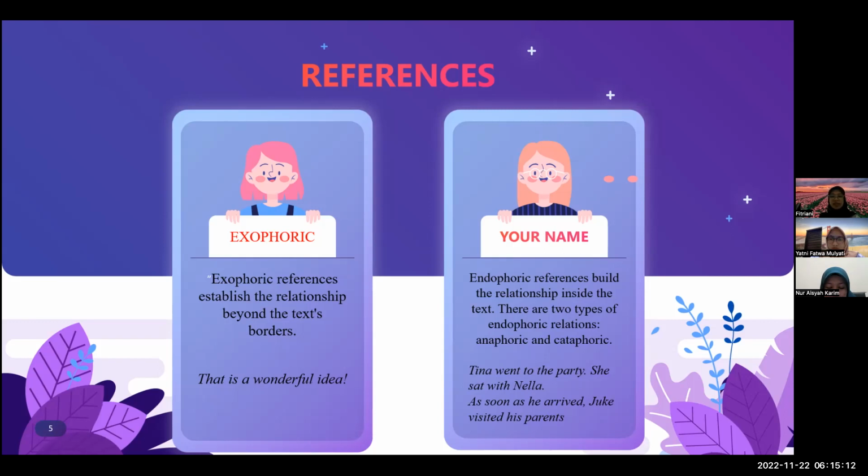The second one is cataphoric. As you can see in the example of cataphoric, "As soon as he arrived, Duke visited his parents." The word that is called cataphoric is the word "he," which refers to Duke that comes later. So this is the example of references. Now please move to the next slide.